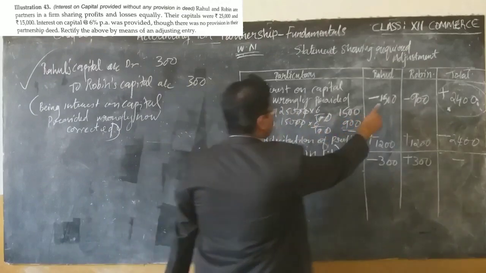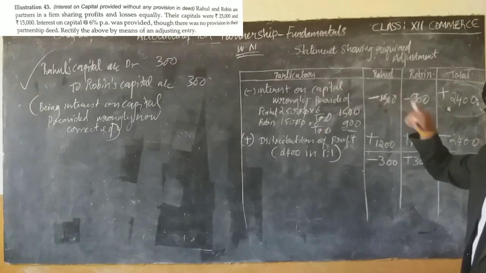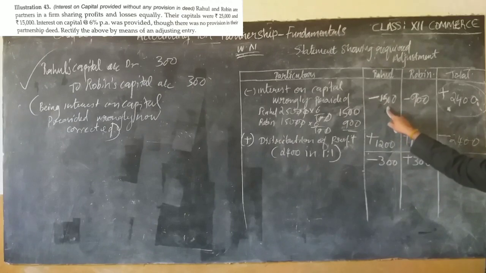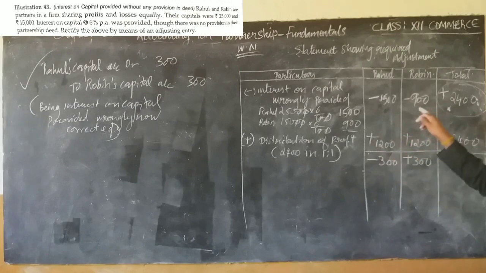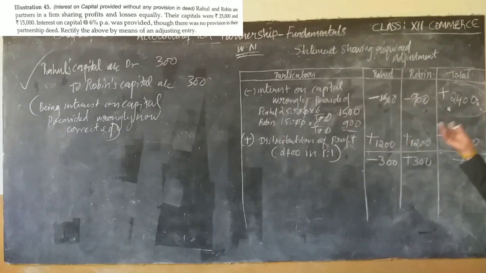Rahul's capital account was already credited, that means added, with 1,500, so it is taken back, minus 1,500. Robin's account was credited with 900, so it is taken back, minus 900. So in our account the total 2,400 is there. This 2,400 we will distribute in 1:1 ratio, because there is no other treatment given in the question. Whatever amount we have must be distributed to the partners in their profit sharing ratio, because the books of accounts are already prepared.